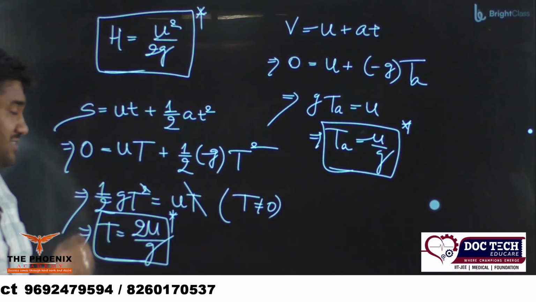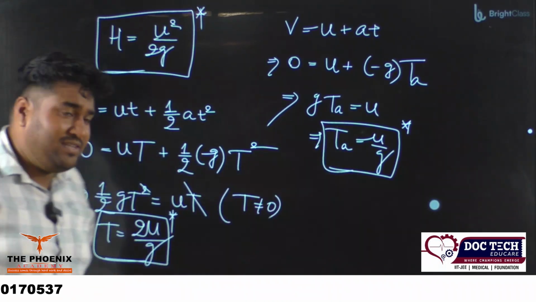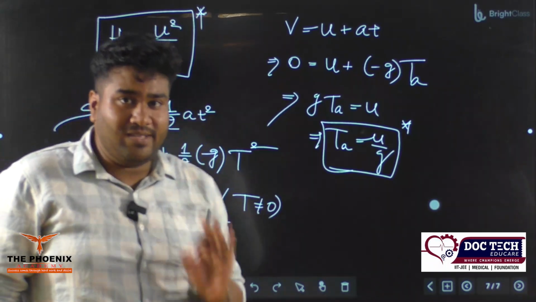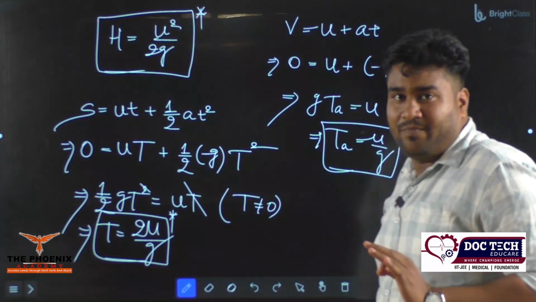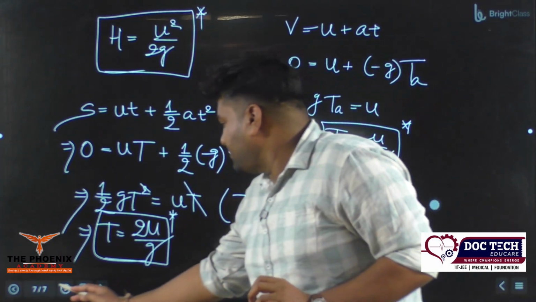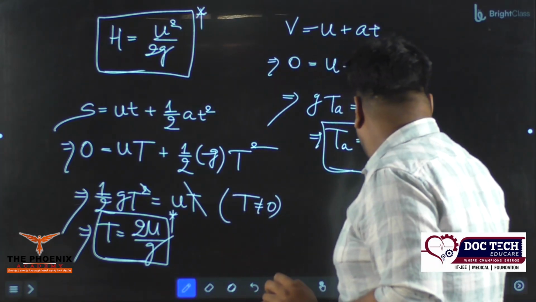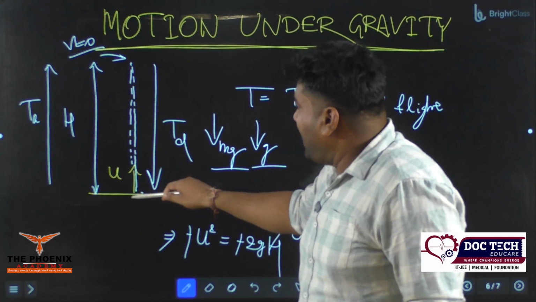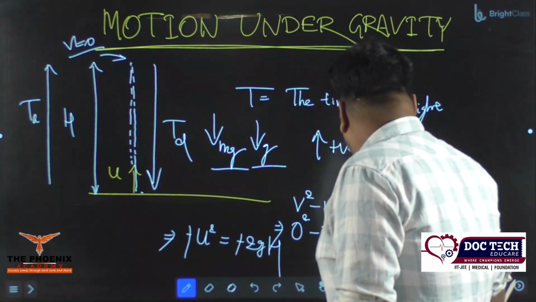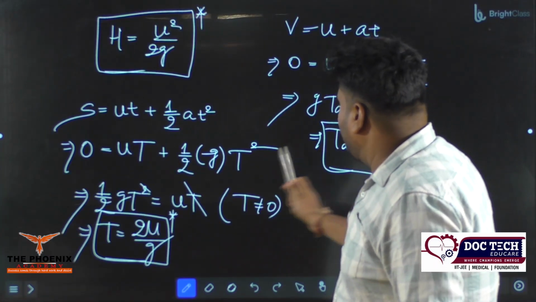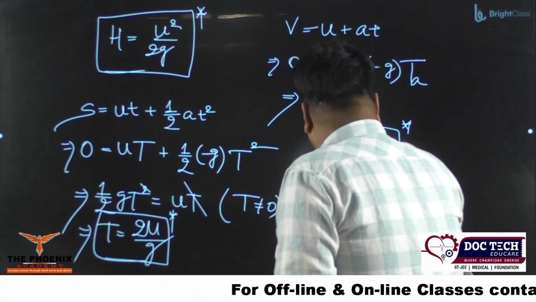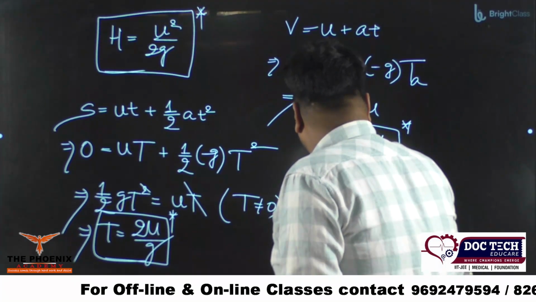If you notice one thing, the time of ascent is u by g and the total time of flight is 2 times u by g. As we know, the time of ascent plus time of descent is the total time of flight. So the total time is 2 times the time of ascent. That means the time of descent is exactly the same as the time of ascent, u by g. Right or wrong?